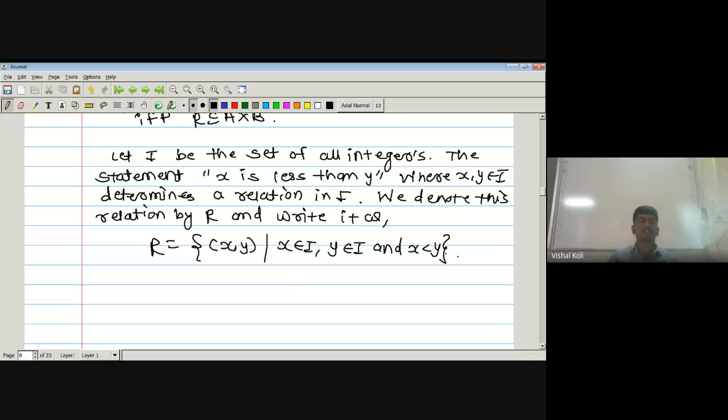So what is the relation? If I is the set of integers and we have the statement x is less than y, where x and y are any two members of the set of integers, we denote this relation by R and write it in symbolic form in this way: R is equal to the set which contains all the ordered pairs x, y, where x and y are elements of the set of integers and x is less than y.